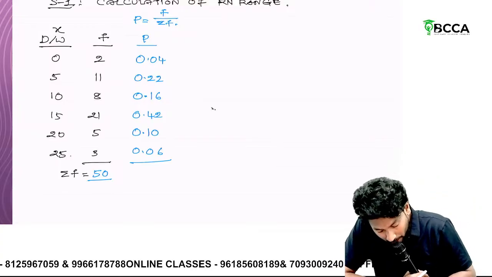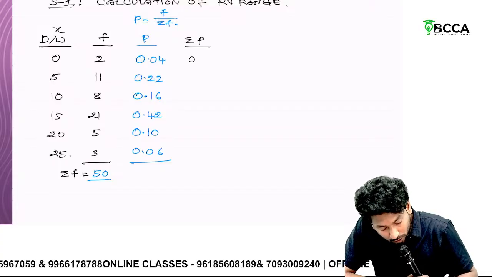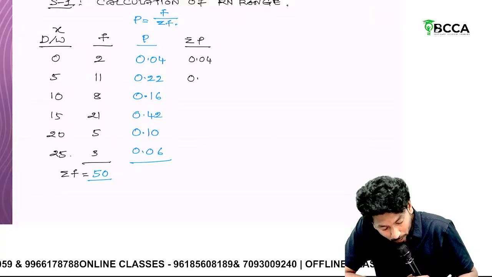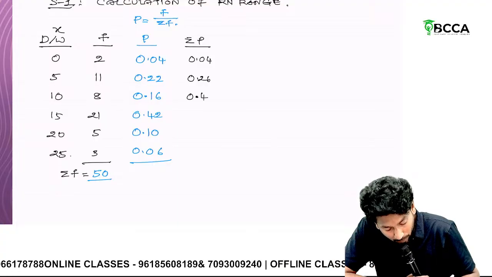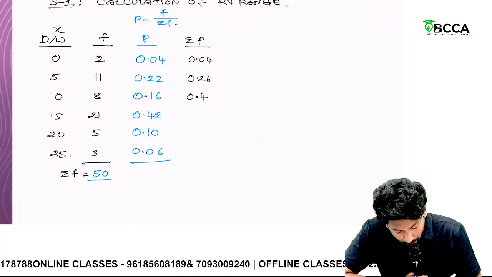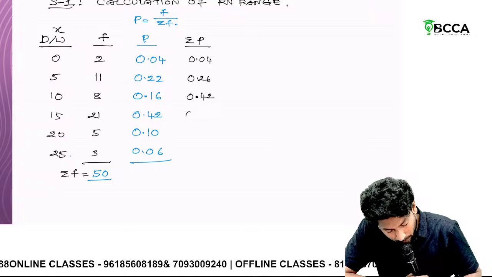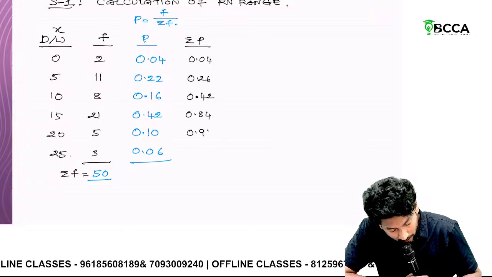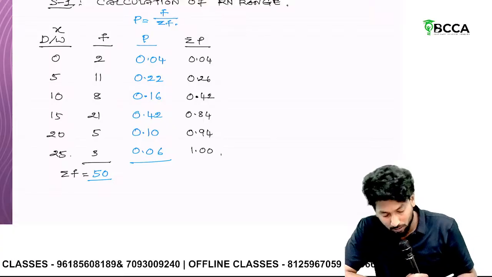Next one, cumulative probability, sir. Cumulative probability: 0.04 plus 0.22 is 0.26, plus 0.16 is 0.42, plus 0.42 is 0.84, then 0.94, then 1.00.